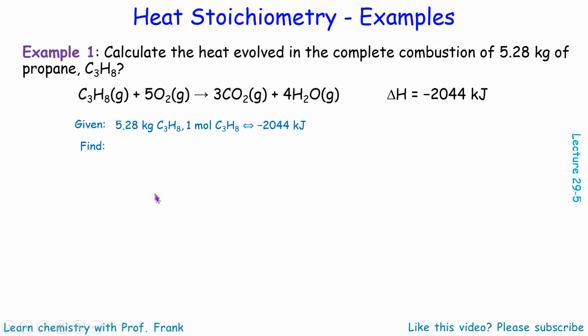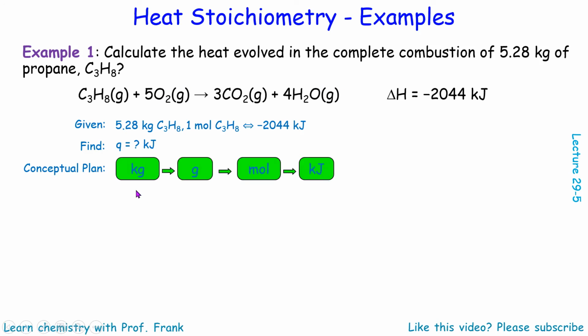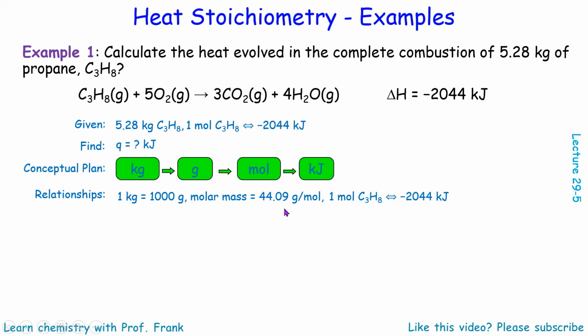So now things become easier. We just need to find out the heat in kilojoules. So first, we know the kilograms. We should convert that to grams, and then further convert from grams to moles, and then using this relationship to kilojoules. Here are the relationships.